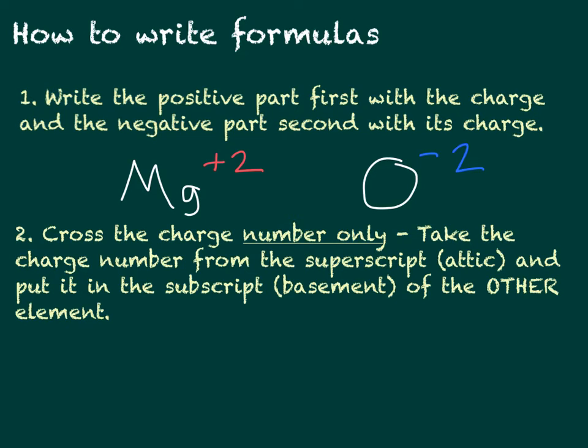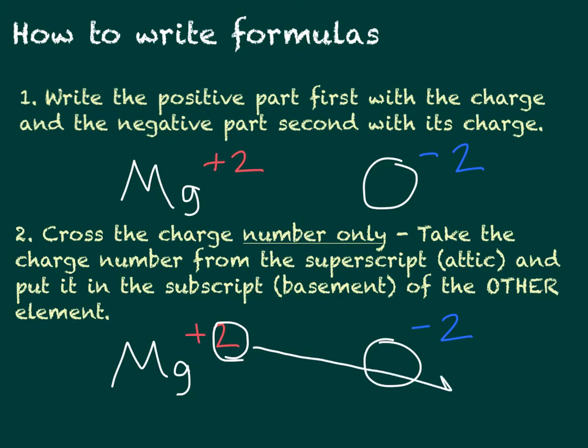In step 2, we're going to cross the charge number only. So we take the charge number from the superscript, so in magnesium that's the +2, and what we're going to do is we're going to move it over so that it will become the subscript for the other element. So our +2, we leave the plus alone, we're only moving the 2, moves over to the oxygen to become a subscript. So we're moving it from the attic to the basement, and the 2 from the oxygen moves over likewise to become the subscript for the magnesium.